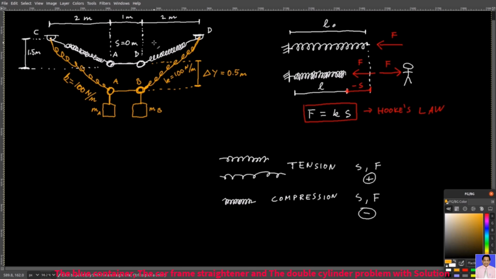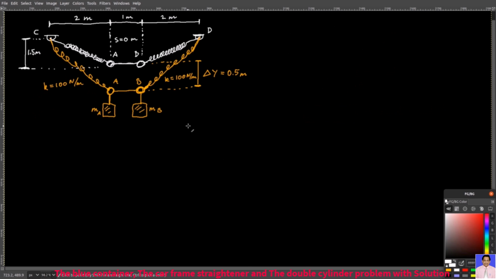And now, knowing all this information about springs and knowing these dimensions, your task is to calculate the masses of these two cylinders. So what is MA and what is MB? So try it out by yourself first and then see the solutions in the next video. Thank you very much. Welcome back. So let's now solve this problem and find mass A and mass B.